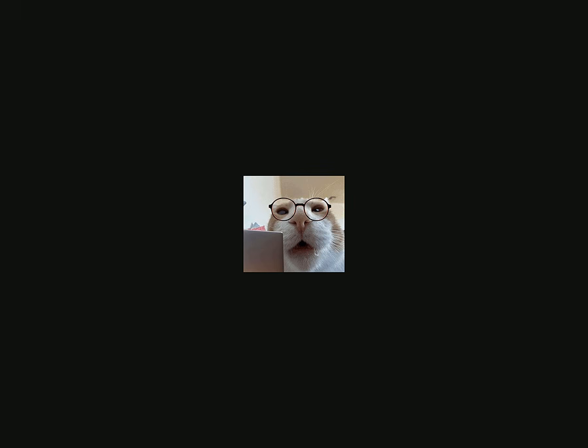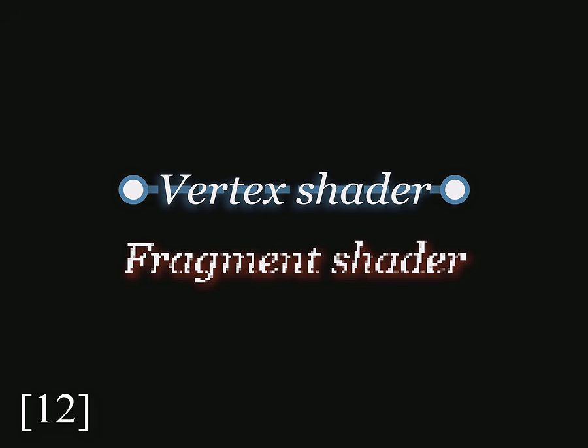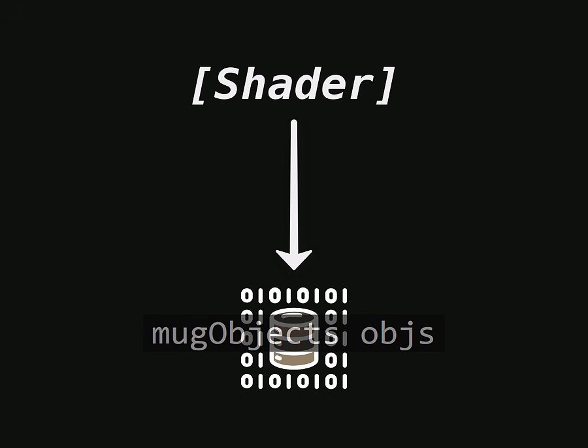Haha, very clever. And to render any cool objects in OpenGL, you need to provide two types of shaders, a vertex shader and a fragment shader, which are then combined into a shader program which can then be used to render any buffer data you want.